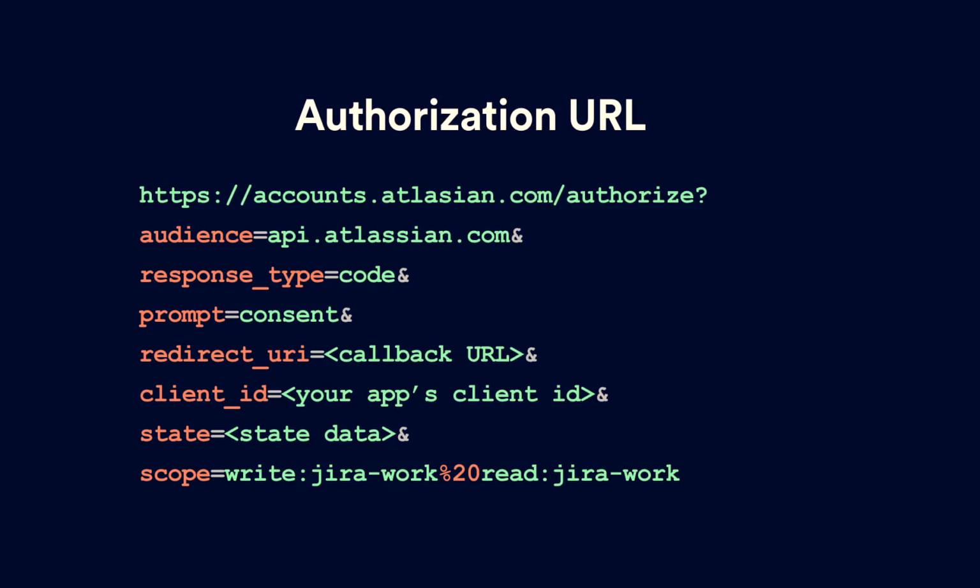And an important thing here is the state param. This is a param only known by your app. You have to provide a random string, or it could be a JSON object that you can send. This value is going to be returned by Atlassian's authorization server at the end of the flow.